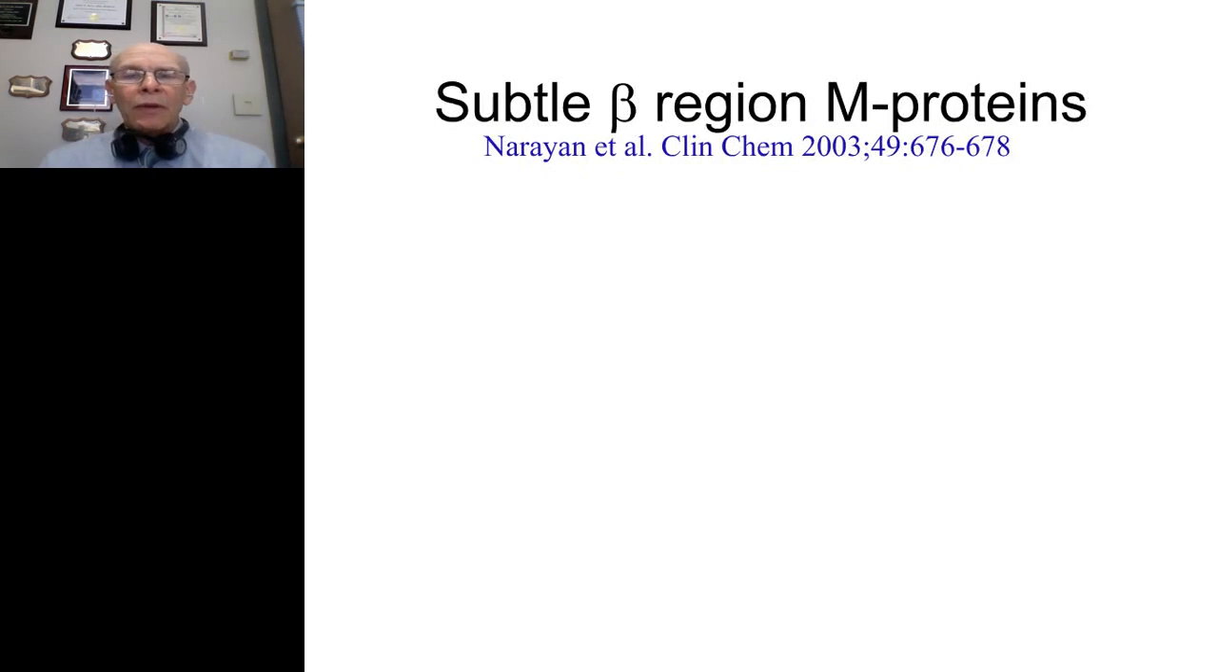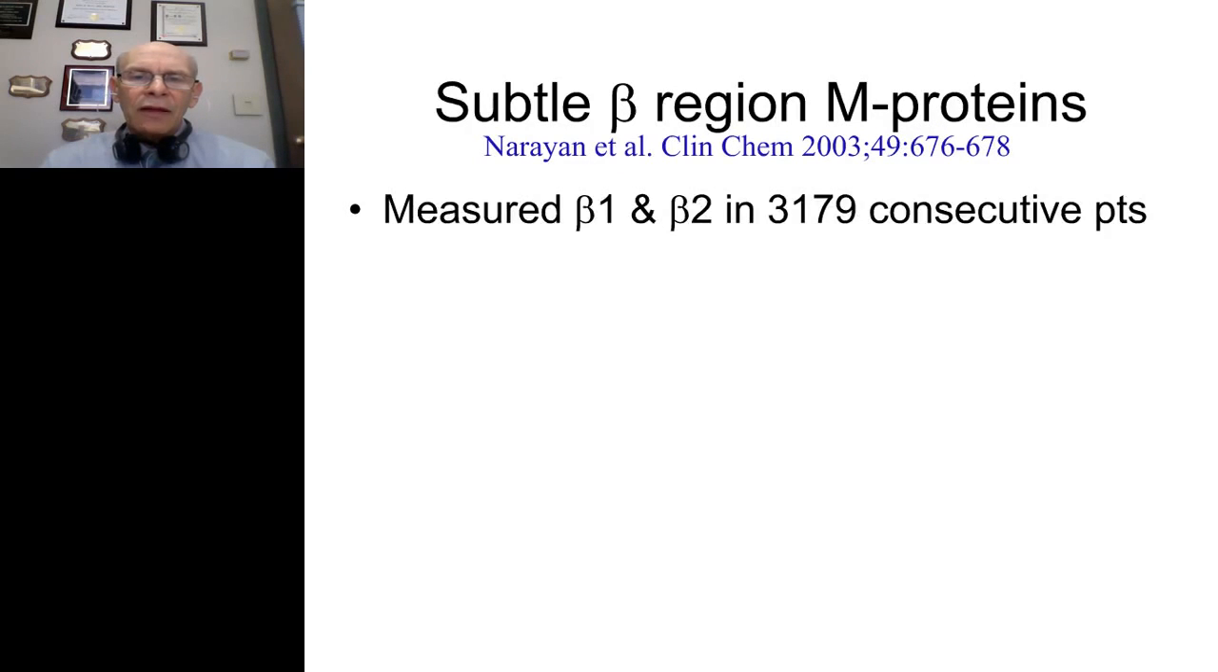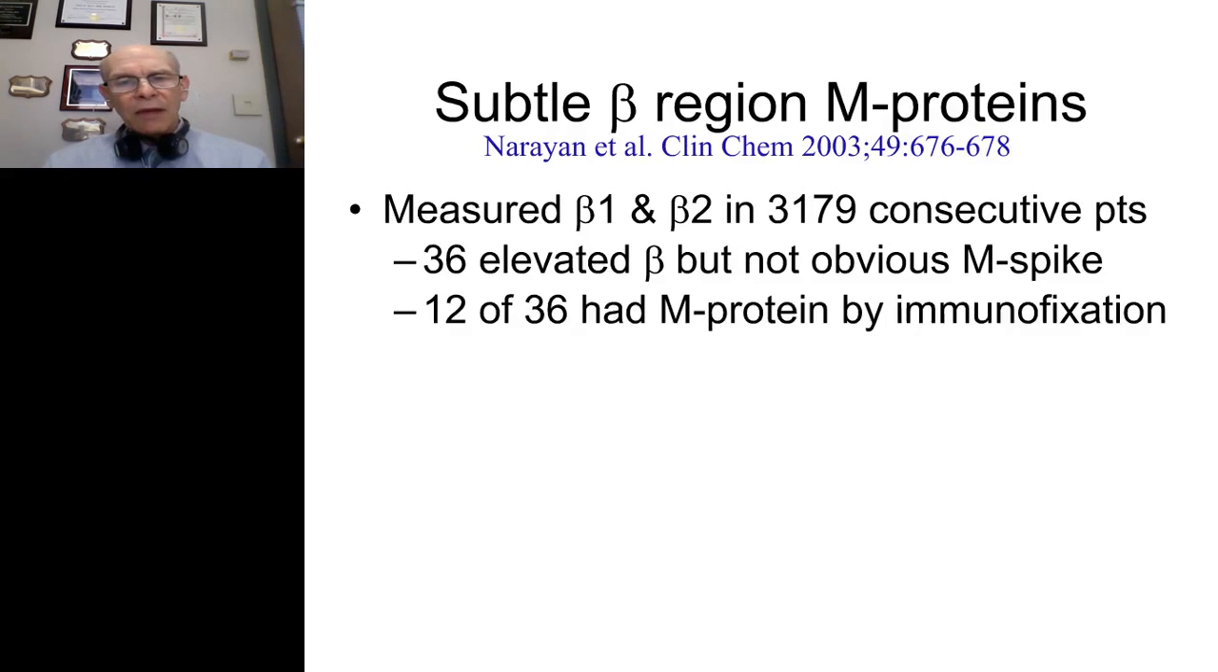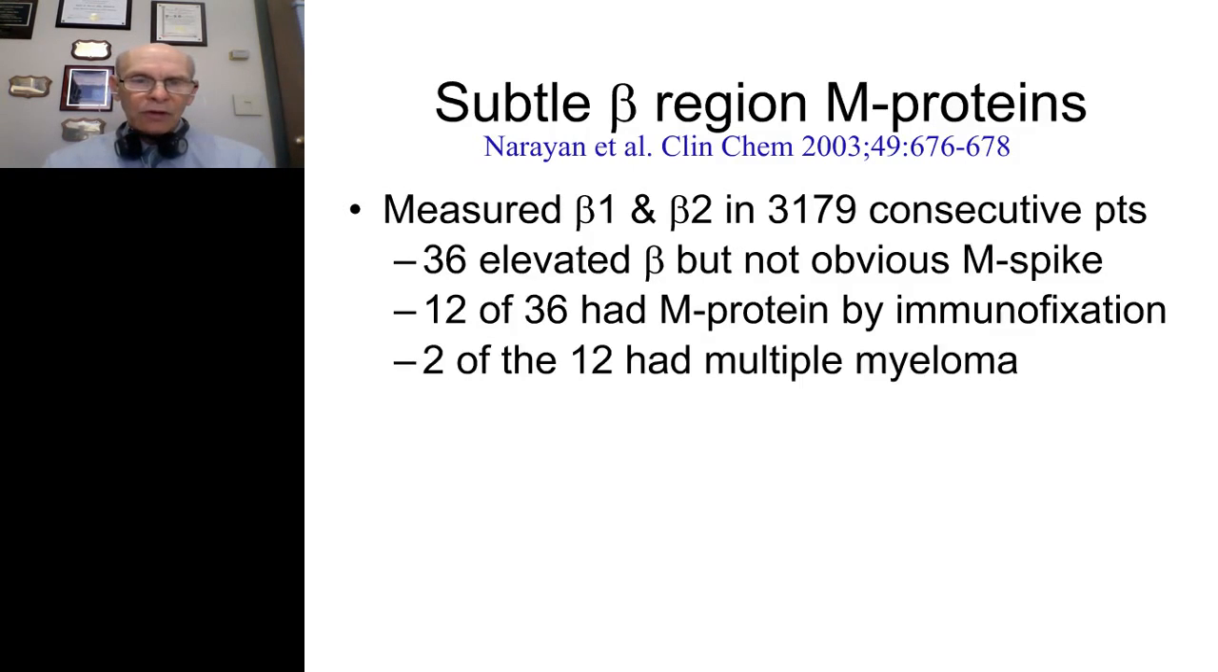What about subtle beta region M-proteins? This study by Narayan and colleagues looked specifically at the beta 1 and beta 2 regions in over 3,000 consecutive patients. They found 36 who had elevations in the beta region, beta 1 or beta 2, but there was no obvious spike, so they performed immunofixation on those cases. 1/3 of them had a monoclonal protein detected at that time.